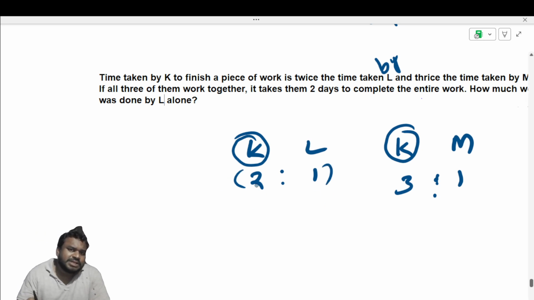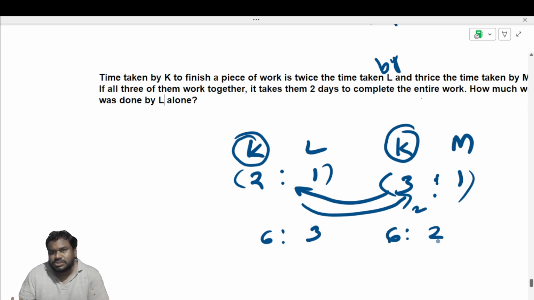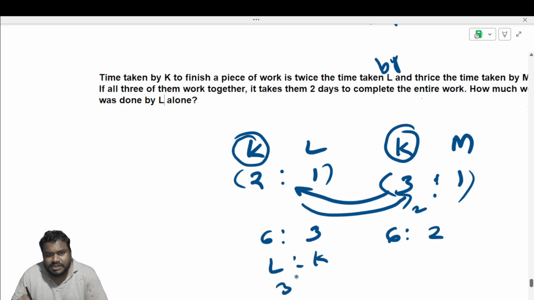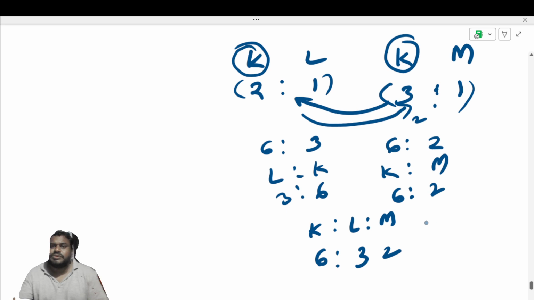How can I do that? If I multiply this entire ratio by 3 and this entire ratio by 2, then it will become equal. Multiplying by 3 gives 6 is 3, and multiplying by 2 gives 6 is 2. So now K is the same here. So K is to L is 6 is to 3, and K is to M is 6 is to 2. Now K is to L is to M is 6 is 3 is 2. Now it is done.